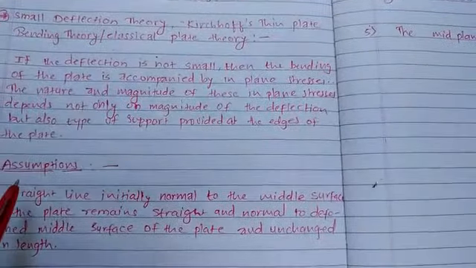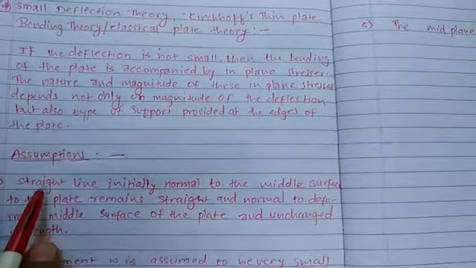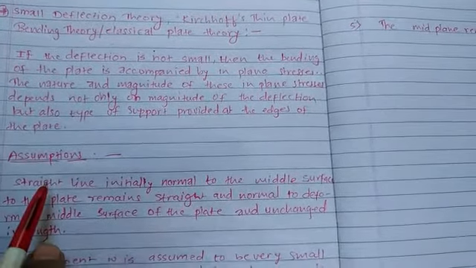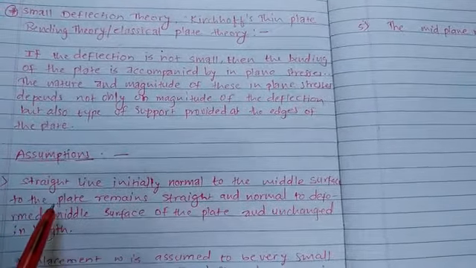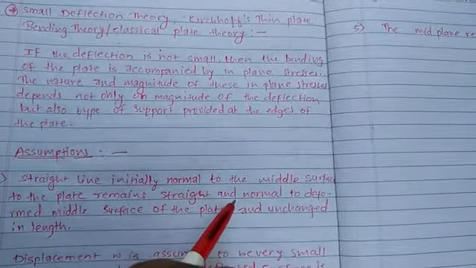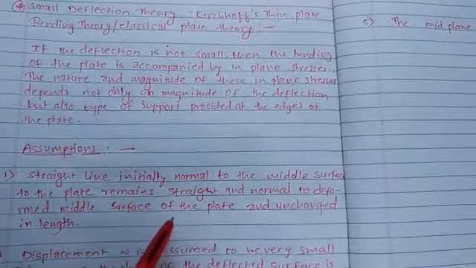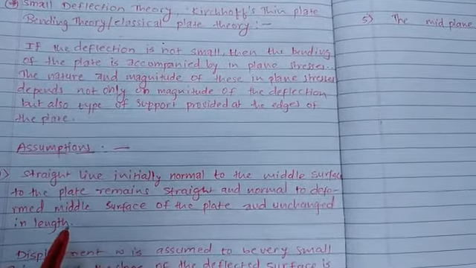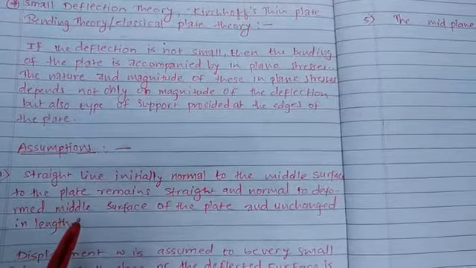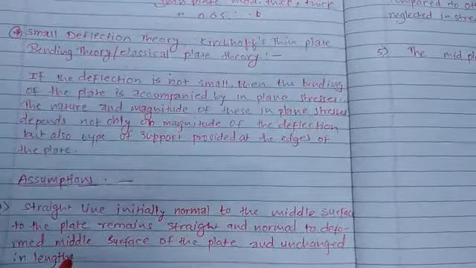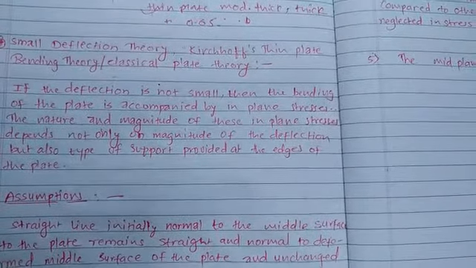The first assumption is that a straight line initially normal to the middle surface of the plate remains straight and normal to the deformed middle surface of plate and unchanged in length. This assumption corresponds to the Bernoulli-Navier hypothesis for deflection of beam.